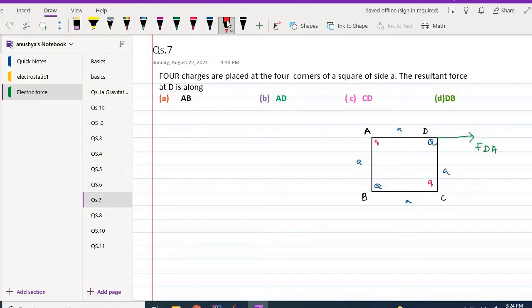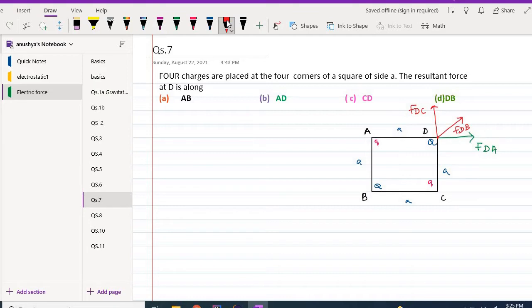Next. What could be between B and D? Both are positive charges, both are like charges. So when there are like charges, again B will repel this D. This is your FDB. Now check it with C. Q, Q, both are positive charges. Again, C repels the D. This is your FDC.